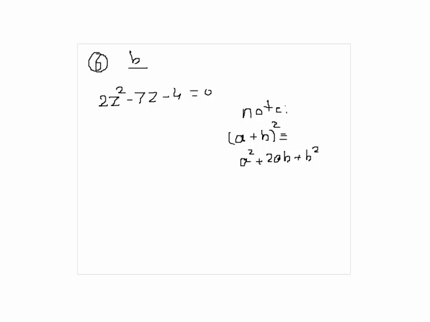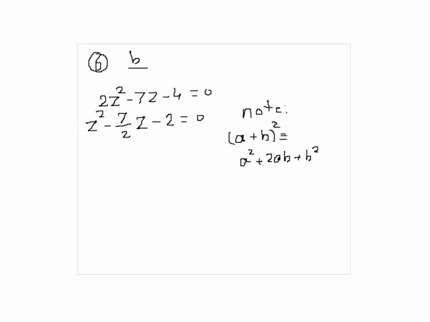But before we start doing that, I have just one a squared here, but in that problem I have 2z squared. If I want to match this with that formula, I'm going to divide all the terms by 2. Dividing the first term, 2z squared, by 2 gives z squared. Dividing the second one, negative 7z, gives negative 7 over 2 z. And the last one, negative 4, divided by 2 gives negative 2, equals 0.